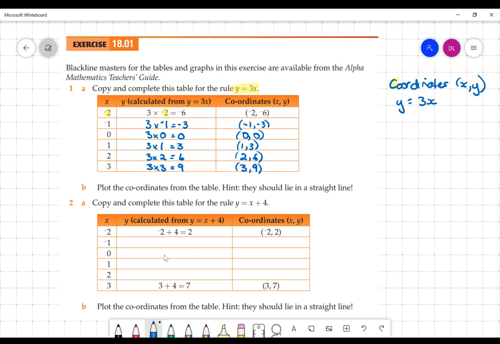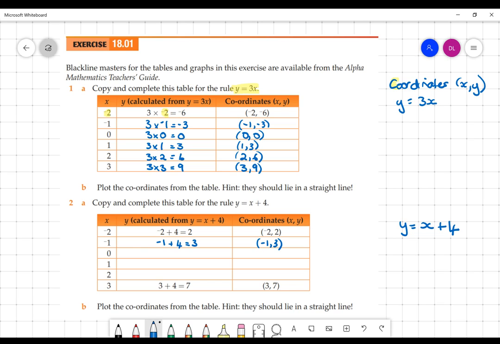I'll just do the next two in this number 2. 2a, copy and complete this table for y equals x plus 4. Your rule is y equals the x value plus 4. So let's do the first one that they've done here. They've taken -2 as x, so it's -2 plus 4, which gives you 2. So that's x is -2, y is 2. And the next one I'll do for you: you take the x value, which is -1 in this case, and then add the 4 to it, which gives you +3. So that gives you -1, +3. You should be able to continue the rest of that, and the answers are in the textbook.